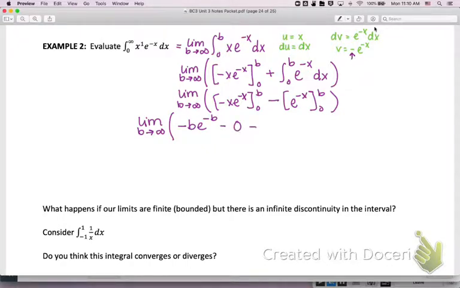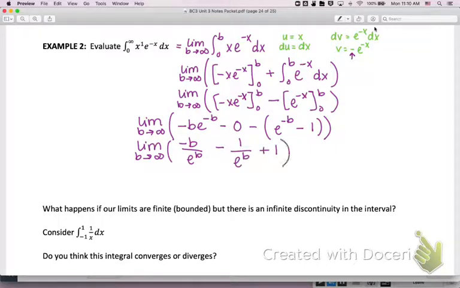Okay, then we have minus, don't forget we're subtracting this whole result, so we get e to the negative b minus e to the 0, which is going to be 1. Now, I would adjust our negative exponents here because since we're doing a limit to infinity, it's helpful to see when we have a numerator and a denominator happening. So this is going to be negative b over e to the b, that 0 doesn't matter, minus 1 over e to the b plus 1.